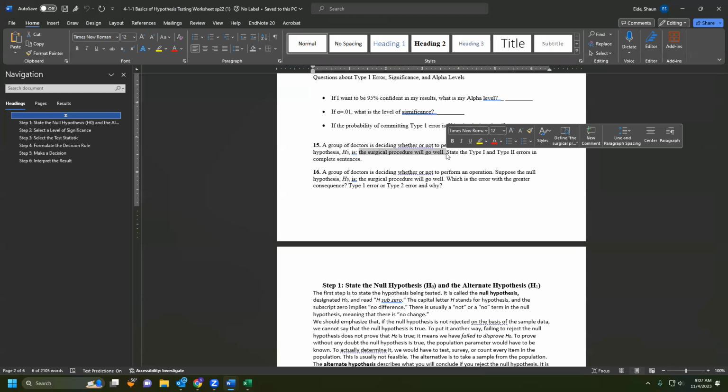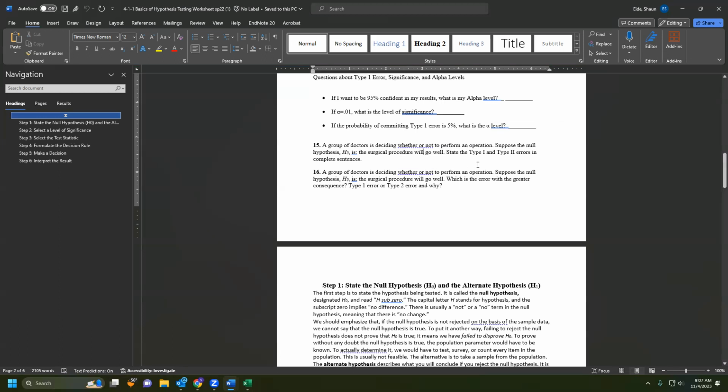The type 1 error and type 2 error. Type 1 error is saying that there is a difference when there really is not, and type 2 error is saying there is not a difference when there really is. So type 1 error would say there is a difference. In other words, the surgical procedure will not go well when it really does. And type 2 error is saying the surgical procedure will go well when it really does not.